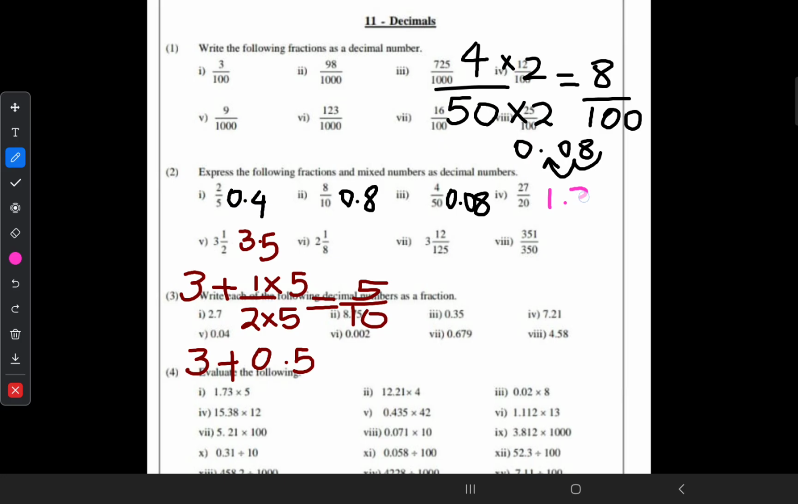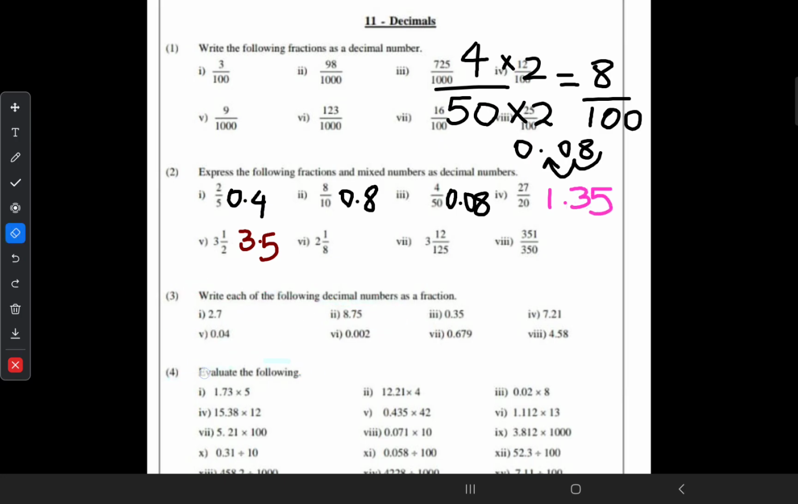This is 1.35. This is 3.5. Okay. For the next question, let's see. 2 plus 1 upon 8. When we are thinking about our nearby multiple, the 10 multiple, that is 10.